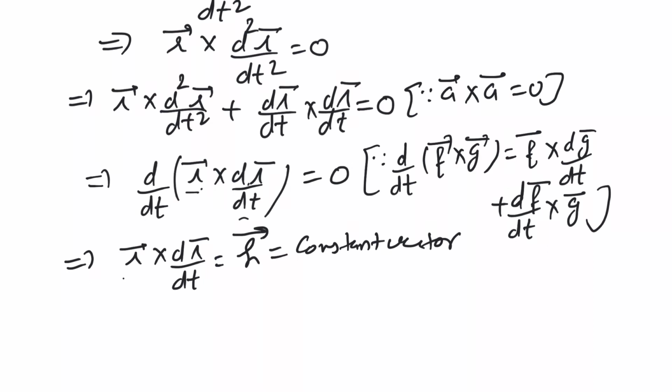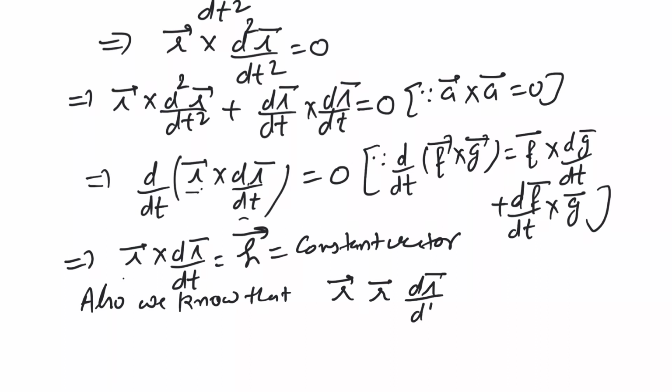Also we know that r dot (r cross dr/dt) equal to 0, and name this equation as equation number 1. This thing is 0 because we know that a scalar triple product is always 0 if any two of its vectors are equal. These two vectors are equal, therefore this scalar triple product is 0.